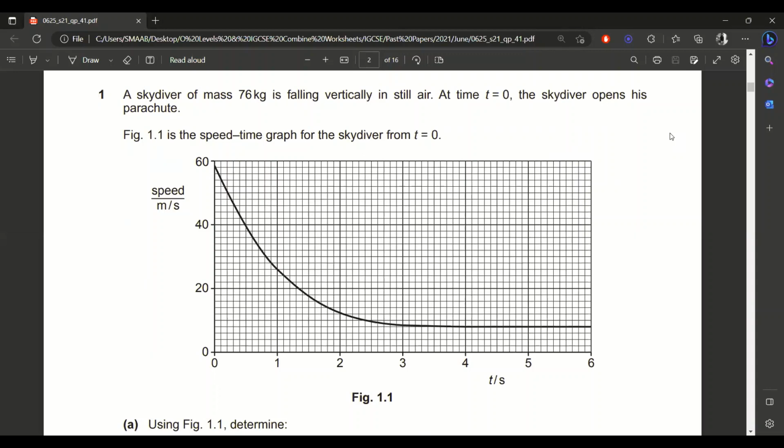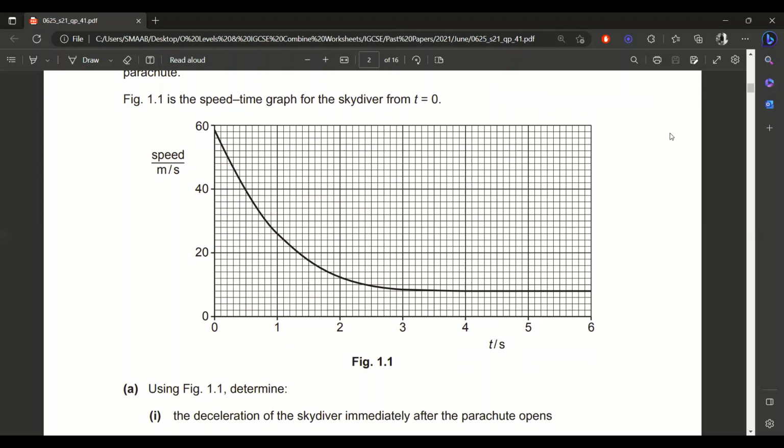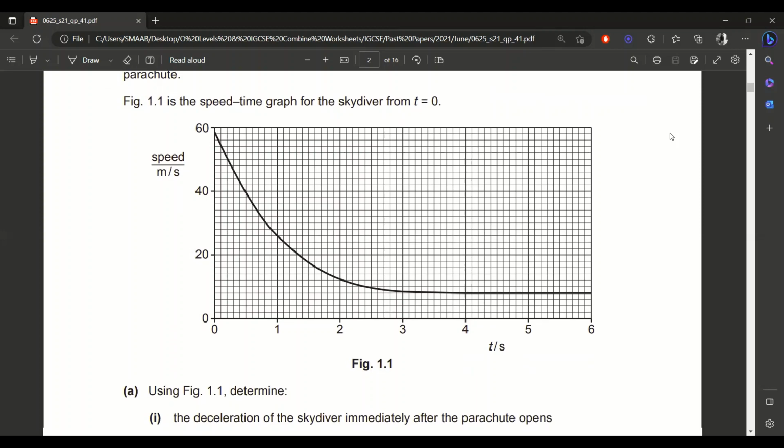A skydiver of mass 76 kg is falling vertically in still air at t equals 0. The skydiver opens his parachute. Figure 1.1 shows the speed-time graph for the skydiver from t equals 0. Use figure 1.1 to determine the deceleration of the skydiver immediately after the parachute opens.